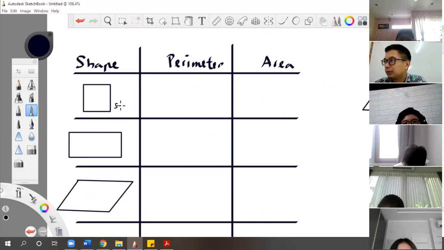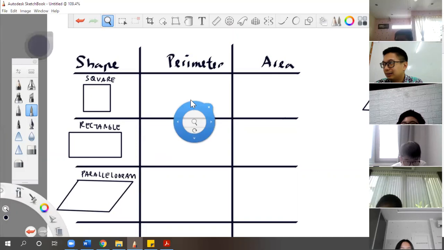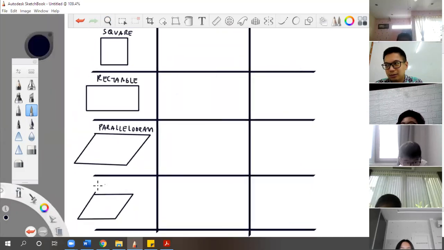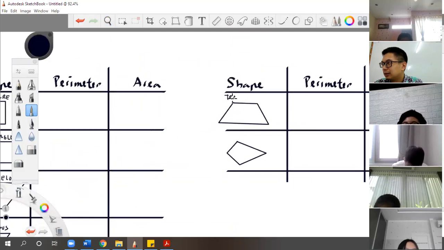Wait. Okay, I think I need to put it on top of it. Square. And this is rectangle. This is a parallelogram. We already learned this, right? And then next would be rhombus. And then trapezium or trapezoid and kite. Trapezoid, trapezium, and kite. This is the diagonal, this is the diagonal, kite.